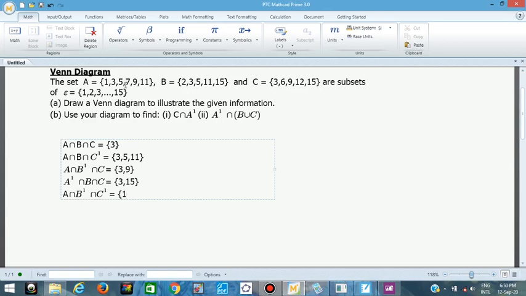3 is not, 5 no, 7 is another one. 7 is only in A, we don't have it in B, we don't have it in C. You can see what I'm doing. Then another one we need to check is, let's look at 9. No, 9 is in C, I don't need 9. Let's look at 11. 11 is in B, so that is all I need here. Understand what I'm doing now?